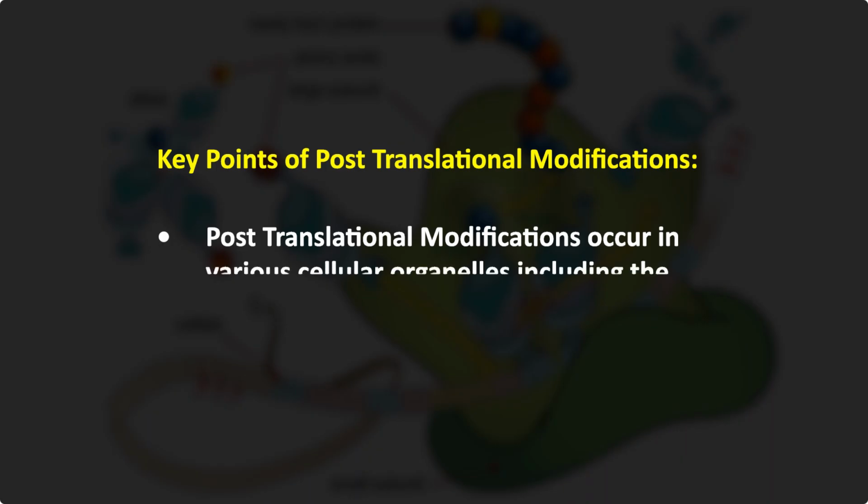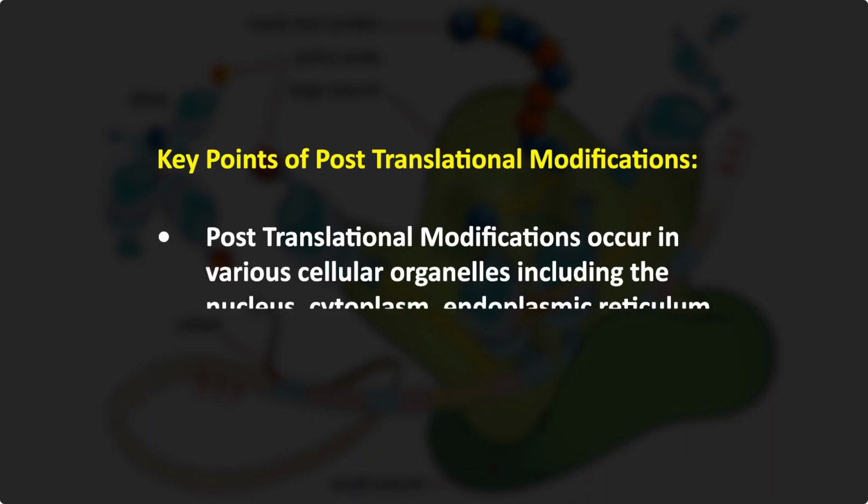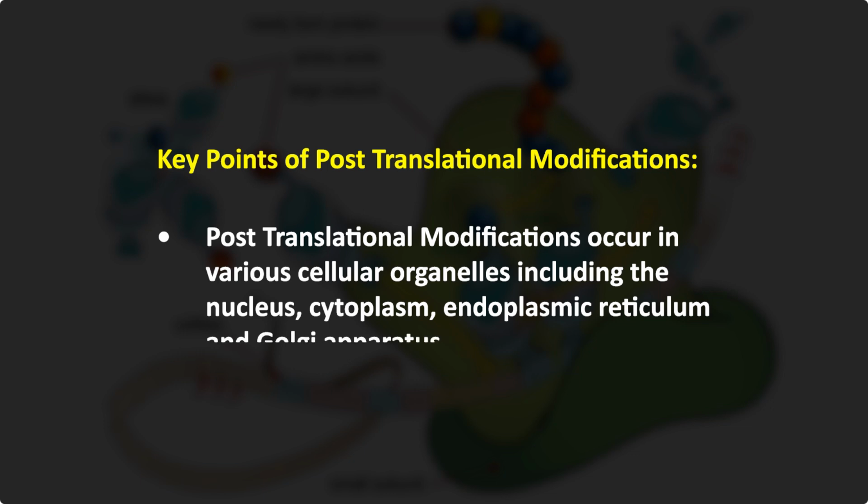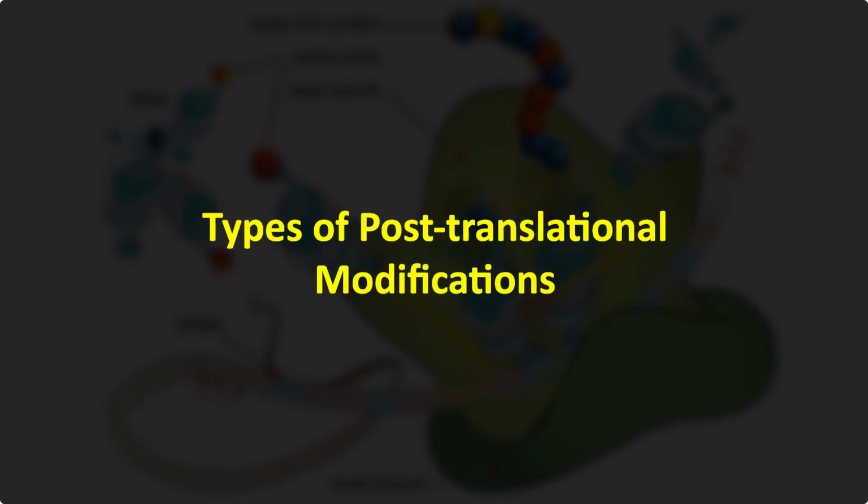Post-translational modifications occur in various cellular organelles including the nucleus, cytoplasm, endoplasmic reticulum, and Golgi apparatus. Dear students, let's now discuss the various types of post-translational modifications. There are more than 400 different types of post-translational modifications affecting many aspects of protein functions.